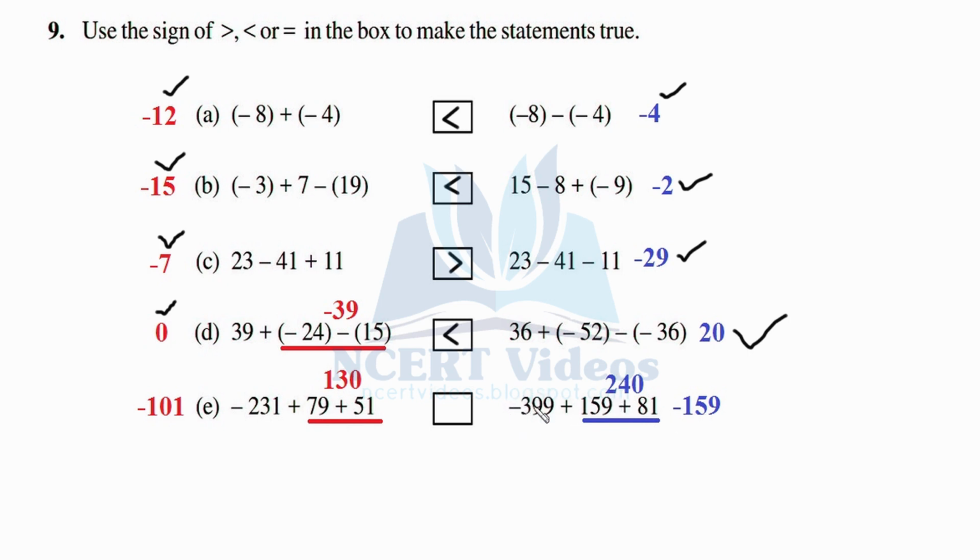Now clearly minus 101 is nearer to 0. Therefore minus 101 is greater than minus 159, and we have to open the brackets towards greater number. So therefore we open it towards this side and we read it as minus 101 is greater than minus 159. That was your question number 9.